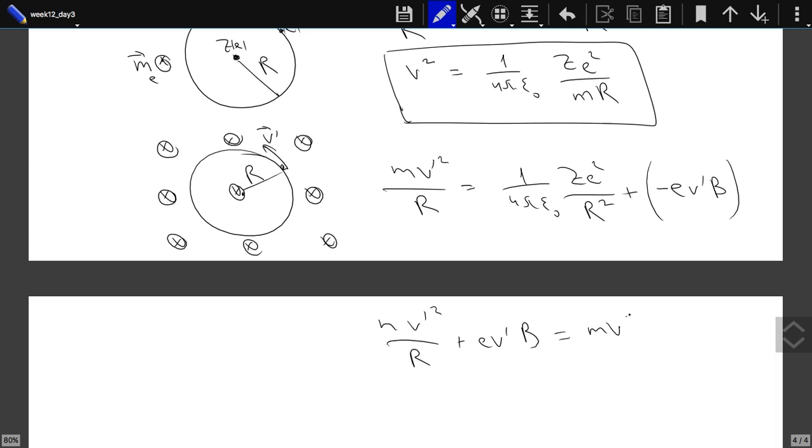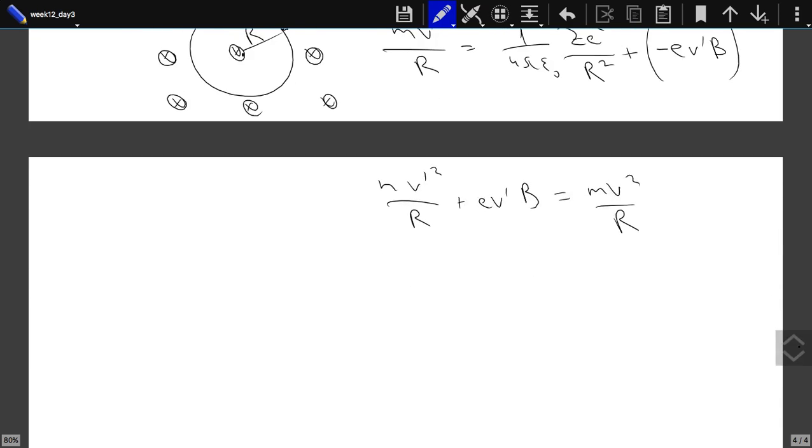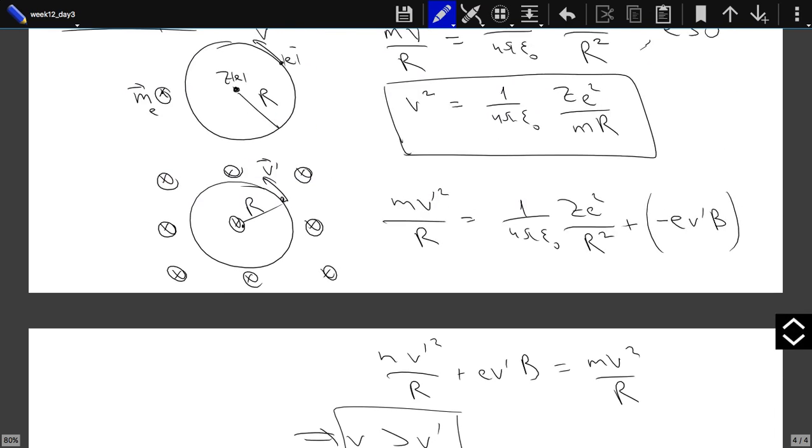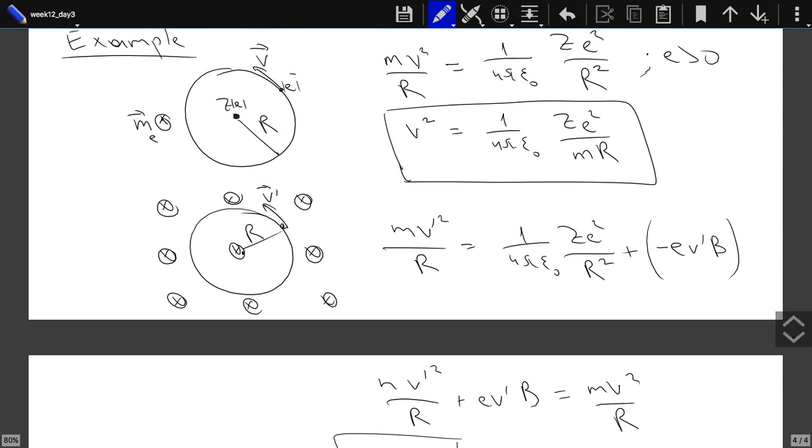This should be equal to mv squared over r. Because you see this 1 over 4 pi epsilon 0 z e squared over r squared is just mv squared over r, V being its speed in the absence of the B field. Which one is larger, V or V prime? V is larger because V squared is V prime squared plus some positive number. So V is larger than V prime. Hence, this electron has slowed down.